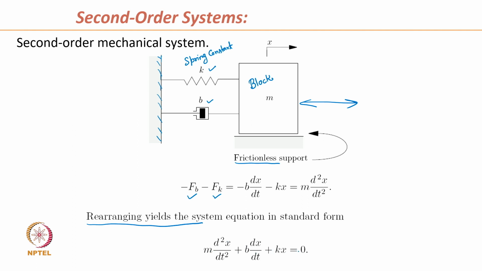equal to 0. Now, we can see this is a second order equation with respect to time, d square x by dt square. This x is the displacement which we produce, and this displacement is with respect to time. So, this is a second order differential equation. This is how we make a model or an equation of this mechanical block.